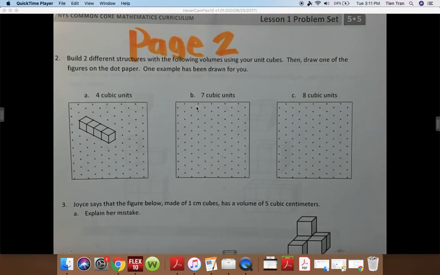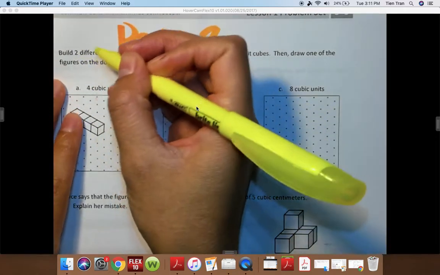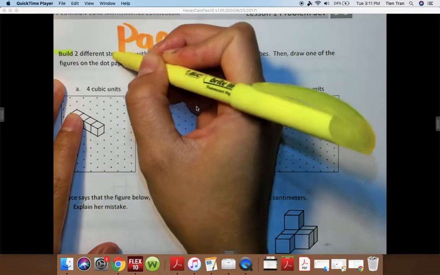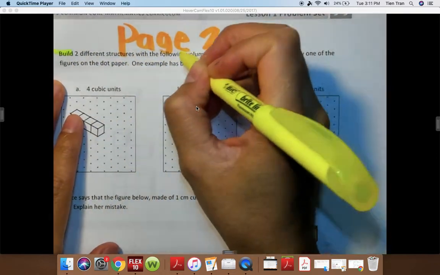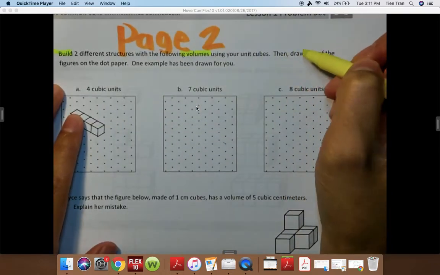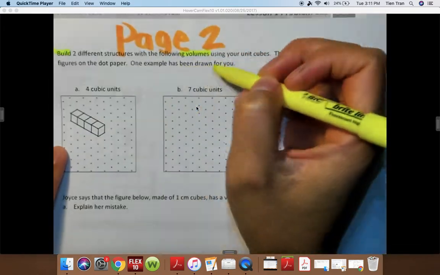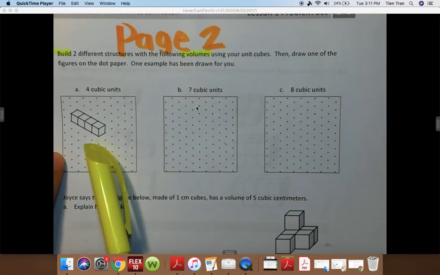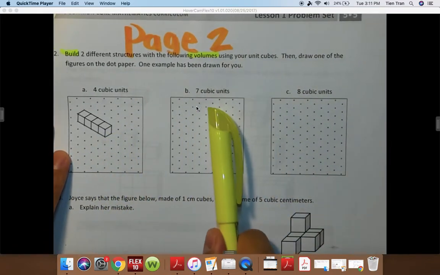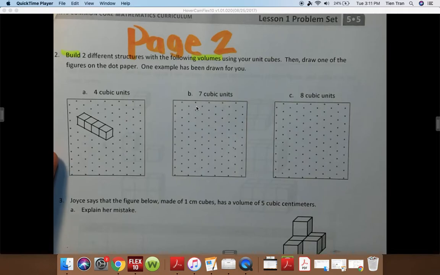Okay, this is page 2. On page 2, it says build 2 different structures with the following volumes using your unit cubes. Then draw one of the figures on the dot paper. One example has been drawn for you. So A has already been drawn for you, so you just need to draw B and C.